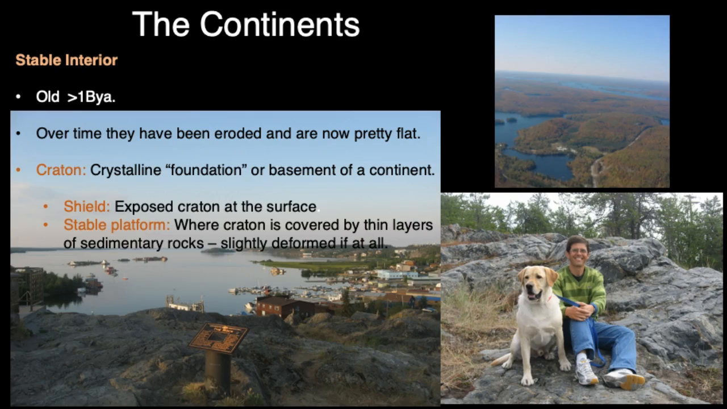So differing from shields are the stable platforms. So stable platforms are cratons that have been covered by sedimentary rock and have either not been deformed or have been slightly deformed, making basins and domes. So a stable platform can be anything that you find, for example, in the Great Plains of the US.